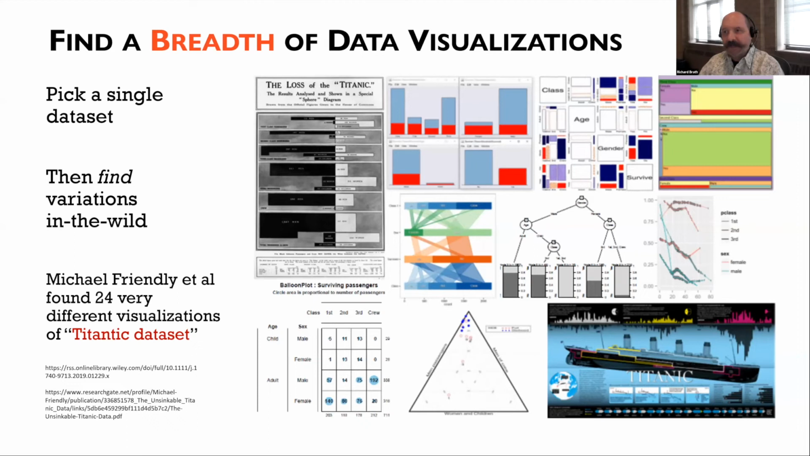One way to do that, if we are interested in finding lots of very different things, is to focus narrowly, say pick one data set, and see how other people have solved that one problem. And so you're going to find a lot of creativity in terms of how people approach that problem. This is an example here from the Titanic data.